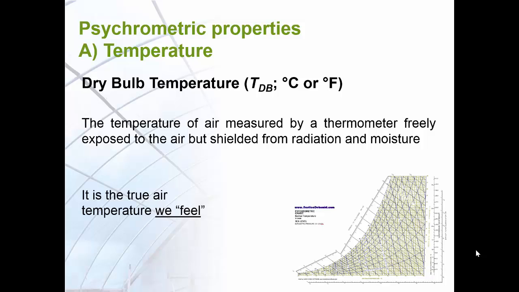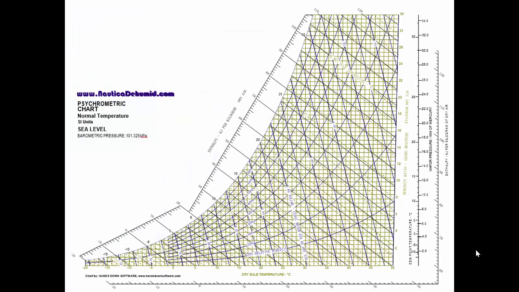The dry bulb temperatures are located at the bottom of the psychrometric chart on the horizontal axis, as you can see on this slide. And the unit of dry bulb temperature is degrees Celsius because this psychrometric chart is constructed with the international unit system.